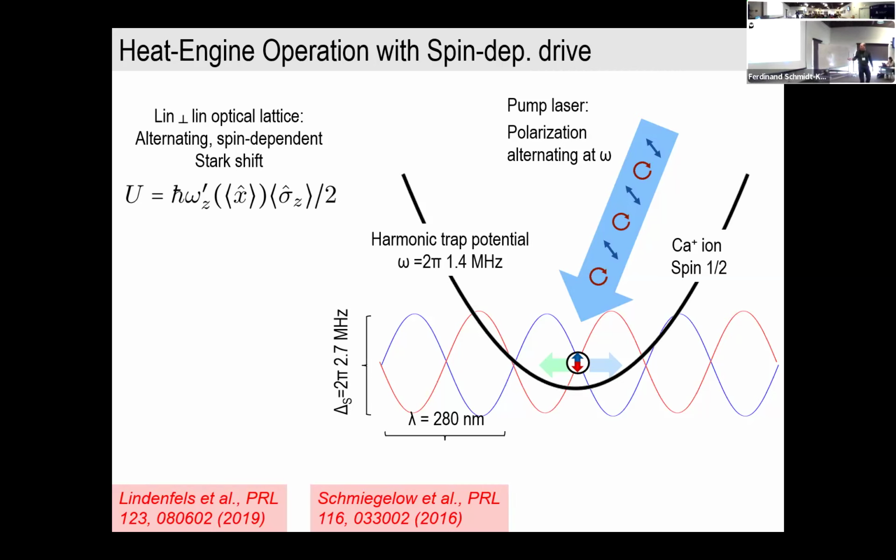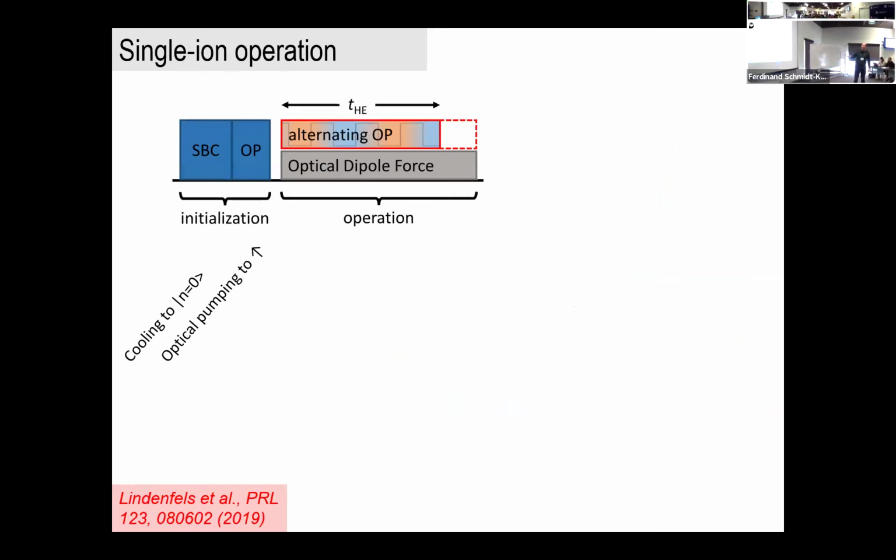Okay, so going on. Now this is the sequence. We sideband cool. We want to have the ion initialized in 0 phonons. Then we do the optical pumping to get the spin first into spin down, okay? And then we put this alternating optical pumping. So we basically switch between cold and hot reservoirs with a laser periodically while we have this optical dipole force on. That means the standing wave is switched on here.